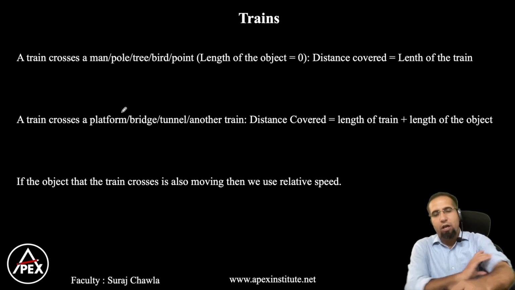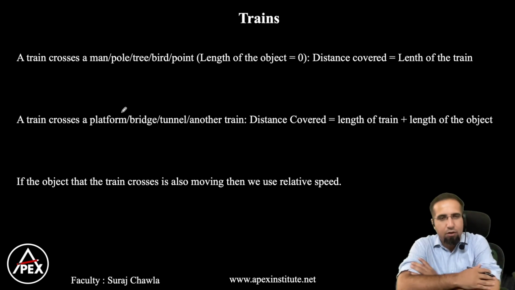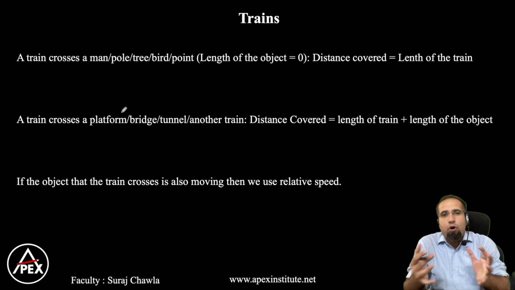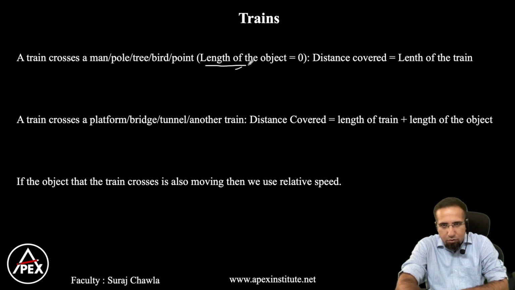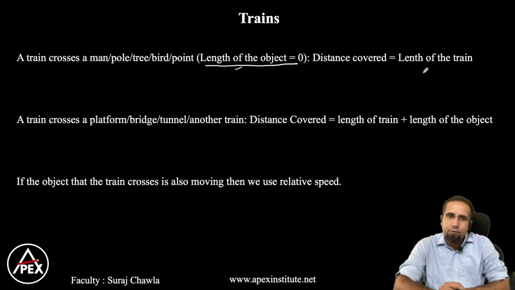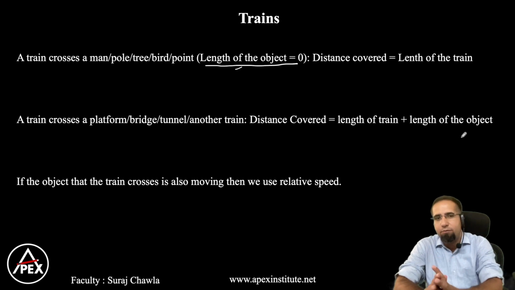Now this model is talking about trains. So a train crosses a man or a pole or a bird or a point, right? In this case, the length of the object is assumed to be 0. Then the total distance covered is the length of the train. Clear? Similarly, a train crosses a platform or a bridge or a tunnel or another train, where the distance covered is the length of the train plus the length of the object.